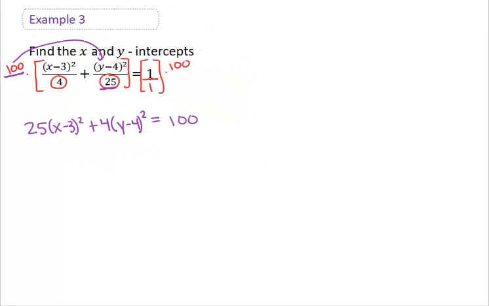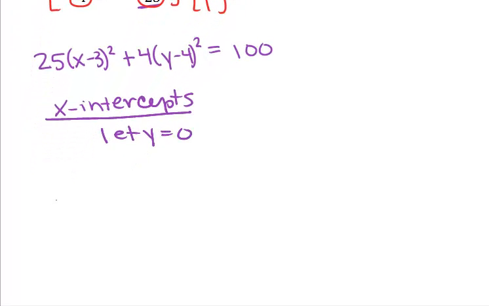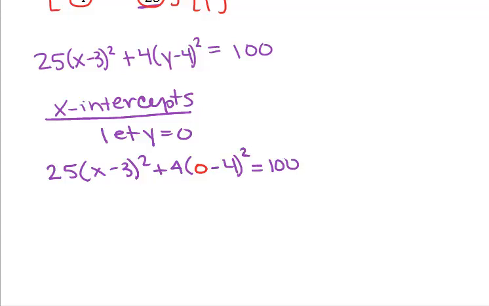So let's start with our x intercept. And I find that by letting my y value be 0. So 25 times (x minus 3) squared plus 4 times (0 minus 4) squared is equal to 100. And I need to simplify this to figure out what my x value is. So this part here I can't do much with. Let me keep it as is for a while.